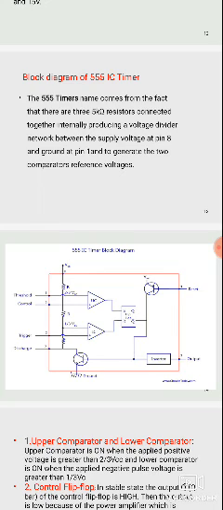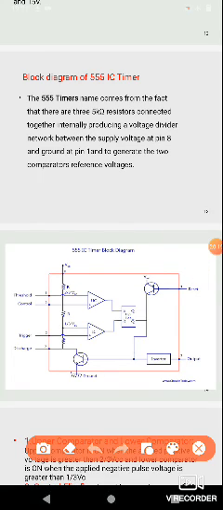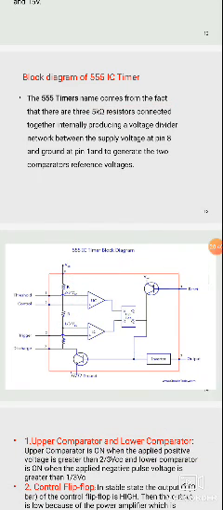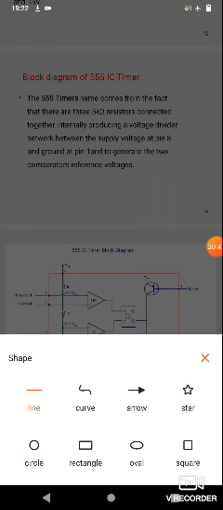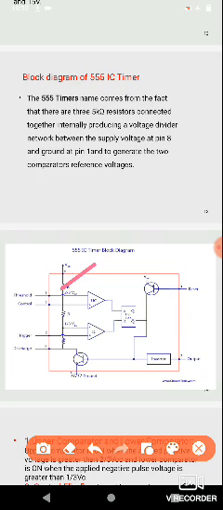The 555 IC name comes from the fact that it contains three 5 kilo ohm resistors. So these are the three 5 kilo ohm resistors: one 5 kilo ohm resistor, another 5 kilo ohm resistor, and another 5 kilo ohm resistor.